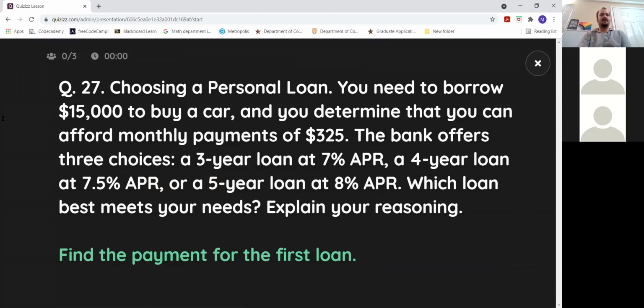Find the payment for the first loan. So this one, we have 3 different loans we're looking at. We're choosing a personal loan. You need to borrow $15K to buy a car, and you determine that you can afford monthly payments of $325. The bank offers 3 choices: a 3-year loan at 7%, a 4-year loan at 7.5%, and a 5-year loan at 8%. Which loan best meets your needs? Explain your reasoning.